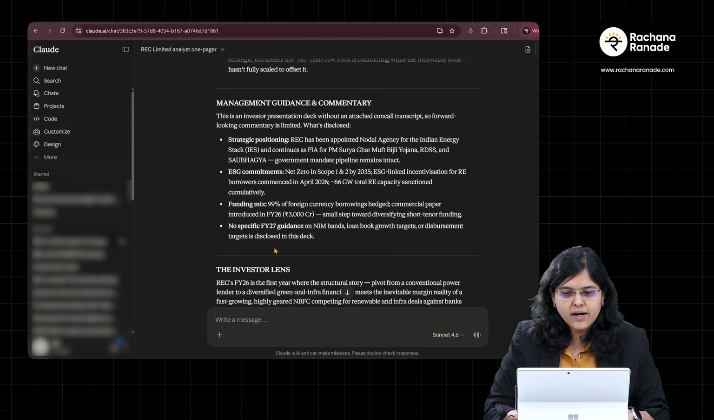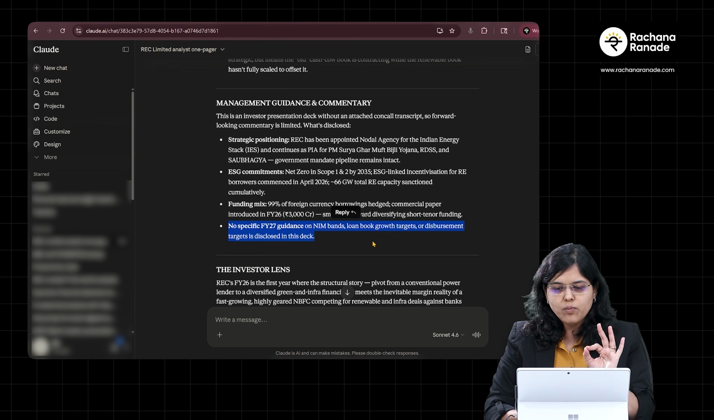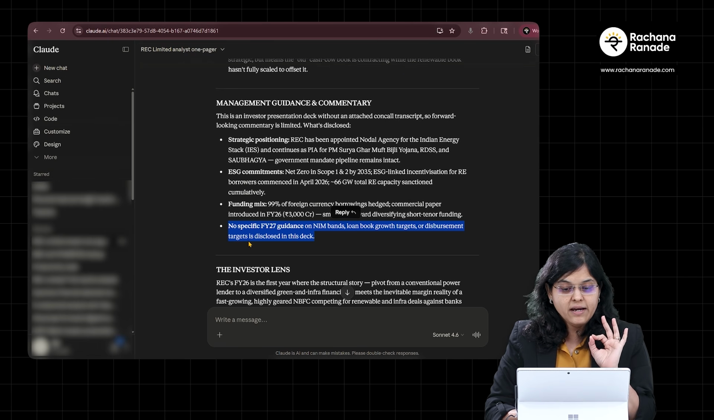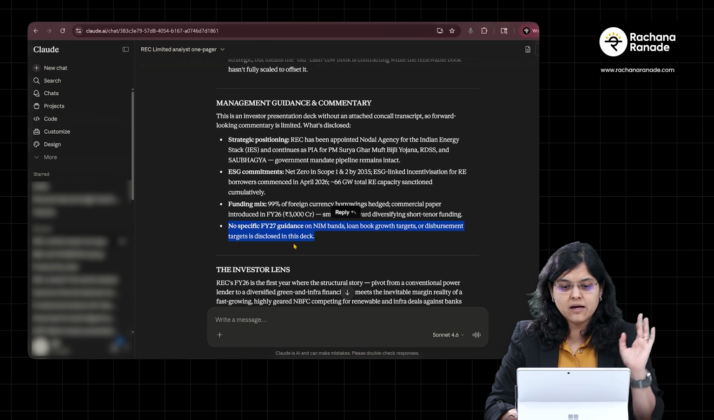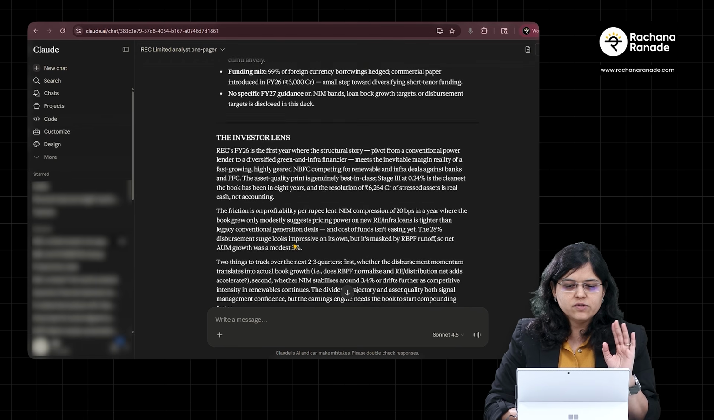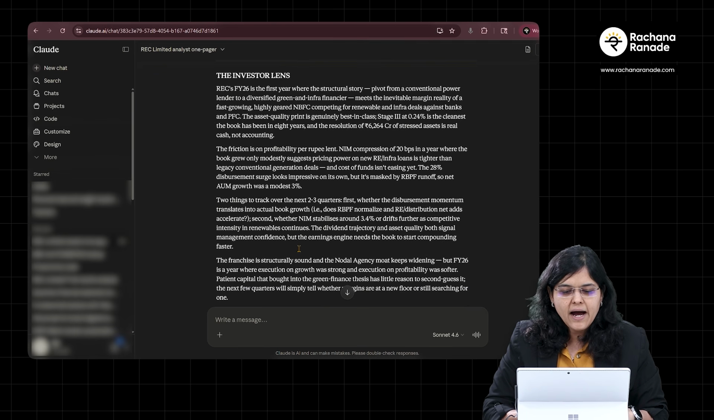Very, very important point. I had also asked about management guidance, and I told it don't hallucinate the data, and that's what it says. No specific FY27 guidance on NIM, loan book growth targets, or any disbursement is disclosed in this deck. So super important point. No hallucination. It has actually given what it is, and ultimately the investor lens.